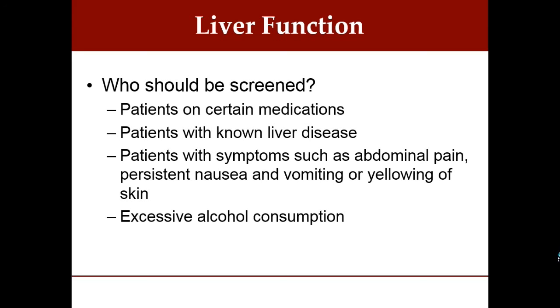patients with known liver disease, first of all, and then patients with certain symptoms such as abdominal pain, persistent nausea and vomiting, or yellowing of the skin, otherwise known as jaundice. We'd want to look at somebody's liver function, obviously. And patients who consume a large amount of alcohol, which is also processed through the liver, we would want to look at the liver function of those patients as well.